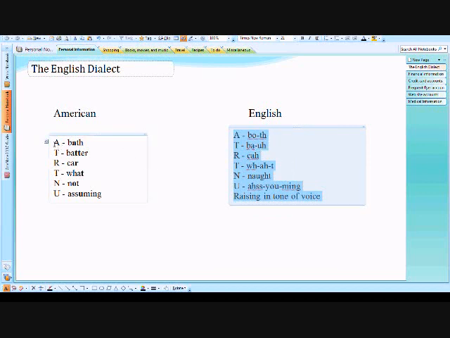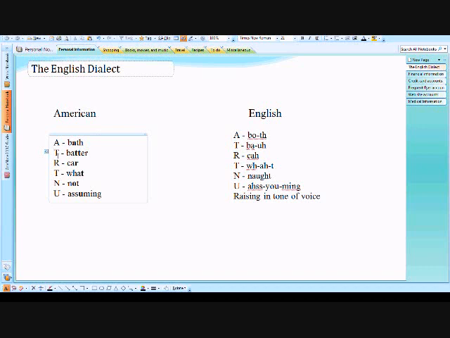So, looking at A, this is generally typical of all words pronounced like this. In American, you would say bath, like I'm going to take a bath. In English, though, you would say bath, not both, but bath. It's just generally typical of all things pronounced with an English accent.